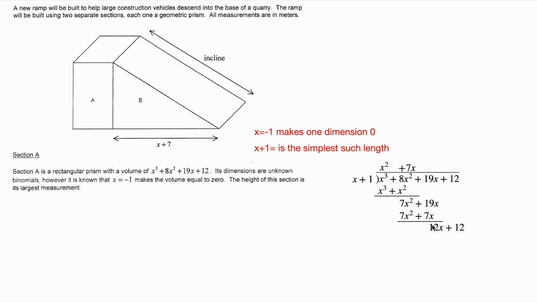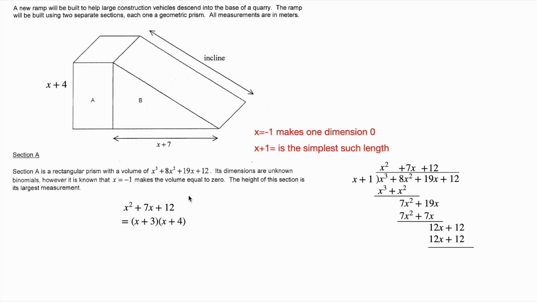We have 12x, and then bring down this 12. X goes into 12x 12 times, so plus 12. 12 times x is 12x. 12 times 1 is 12. There's no remainder. We know this is one of the faces. We know we have x plus 1, and then we have this. If we factor it, we're going to get x plus 3 and x plus 4. The factors of 12 that add up to give 7 are 3 and 4. X plus 3, x plus 4, and we have x plus 1 as our other dimension.